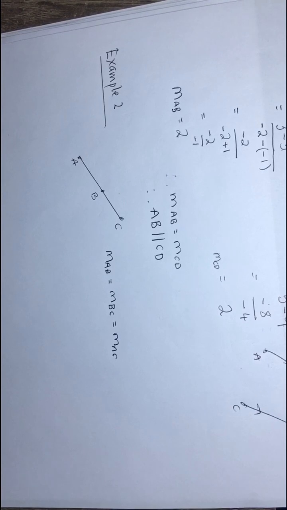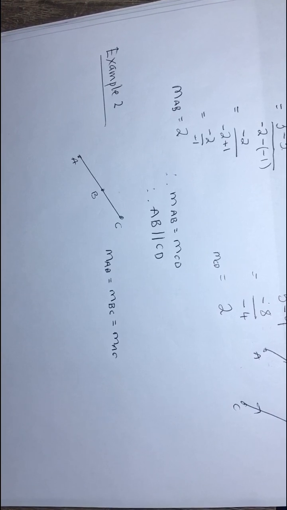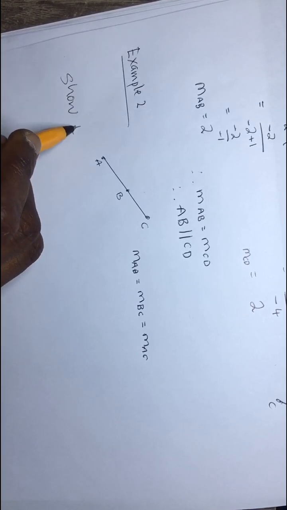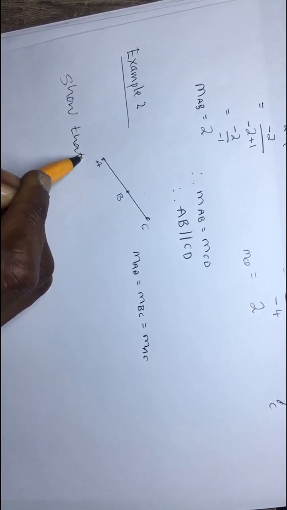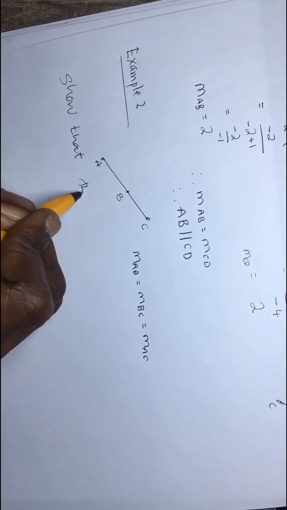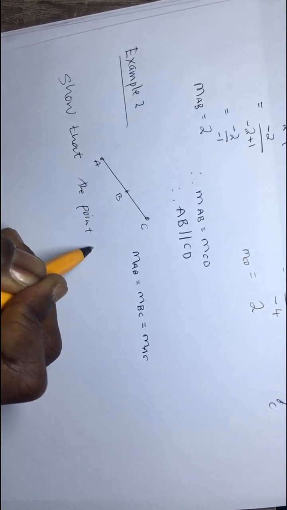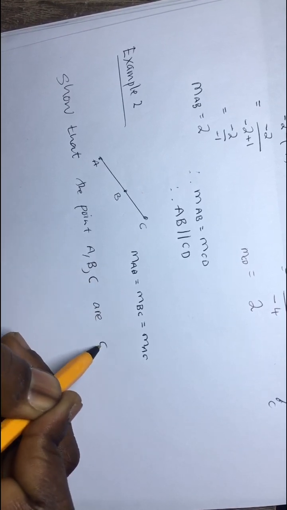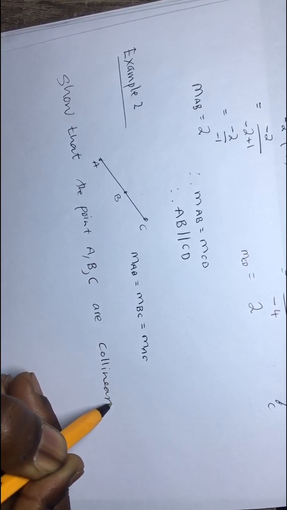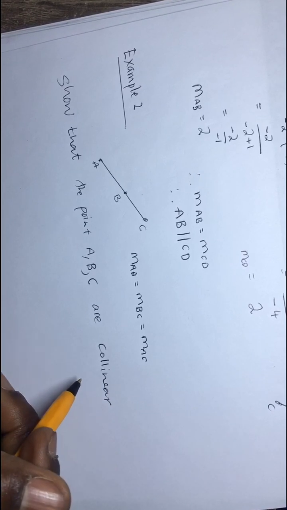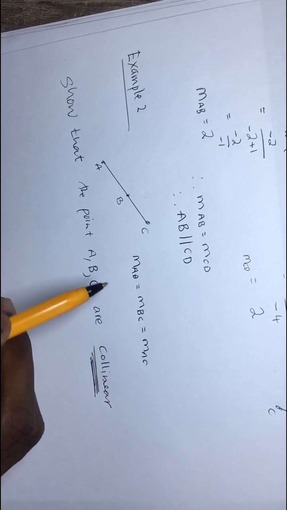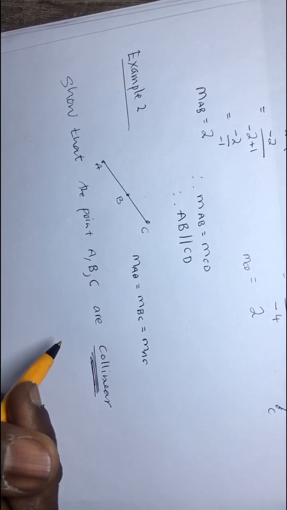It's quite a lot of work, but we have to do it. The question says, show that the points A, B, C are collinear. So it's very important: if they give you the statement that the points are collinear, it means the gradient is the same. You can actually use it to find maybe a straight line equation.